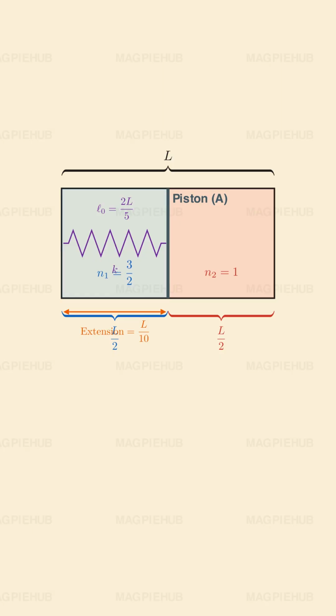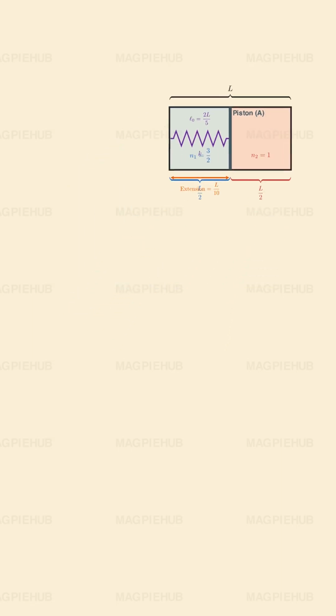The left compartment has 3/2 moles of ideal gas, and the right compartment has 1 mole. A spring with spring constant K and natural length 2L/5 connects the left wall to the piston. In equilibrium, the piston sits at the midpoint, L/2 from each side. Let me keep this diagram as reference while we work through the problem.